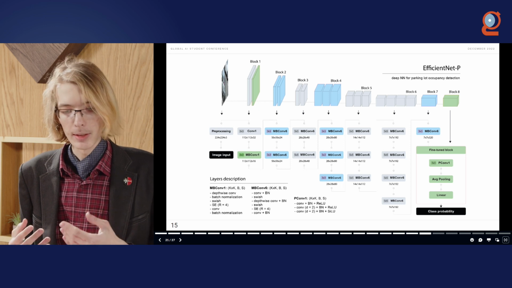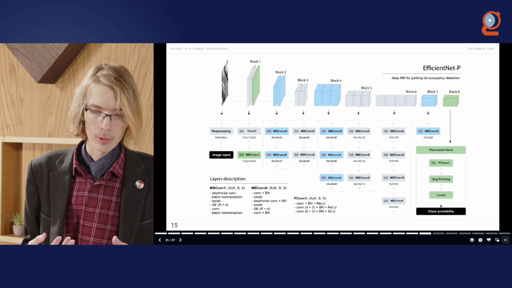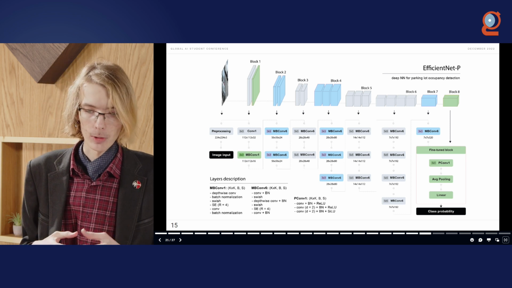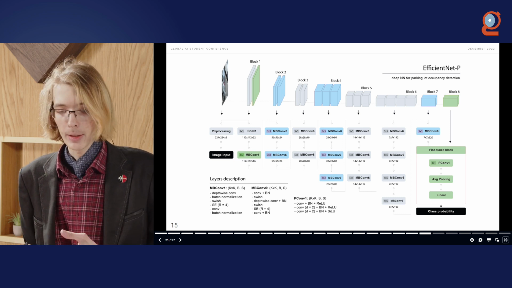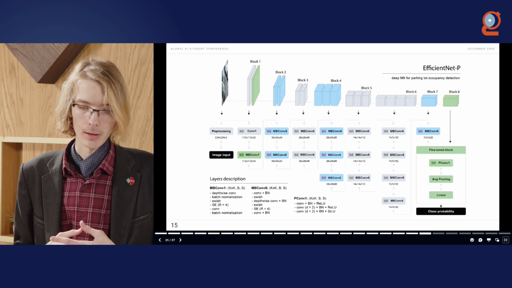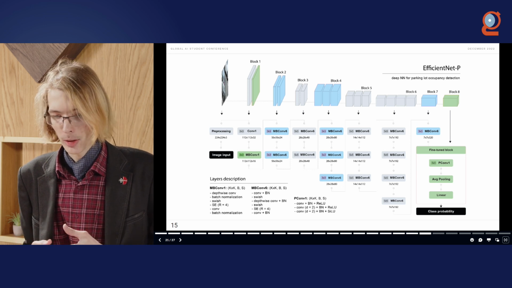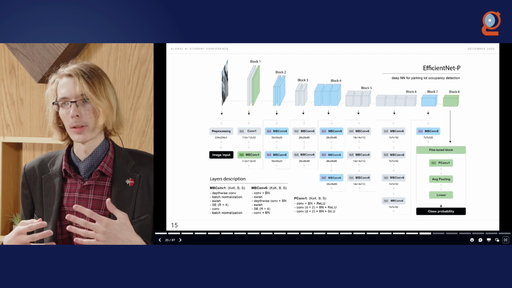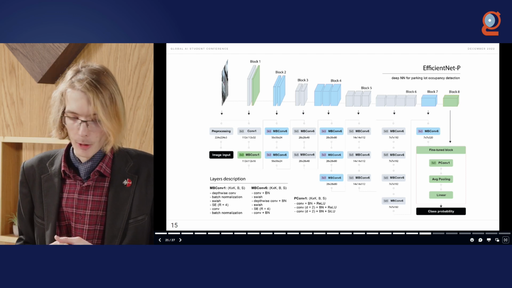EfficientNet PID consists of 8 blocks. The first 7 of them are the common blocks of EfficientNet B1, and the last one is our own addition. It is a block fine-tuned regarding our task of occupancy prediction.